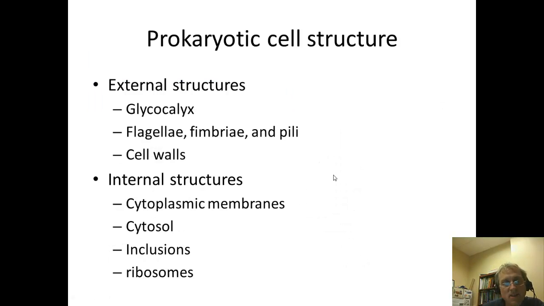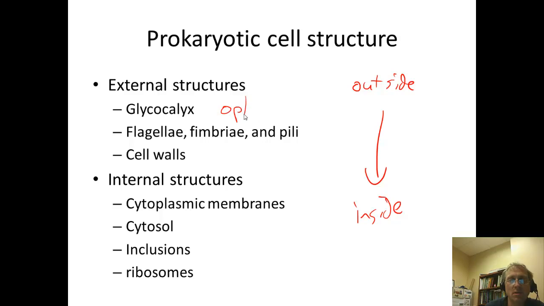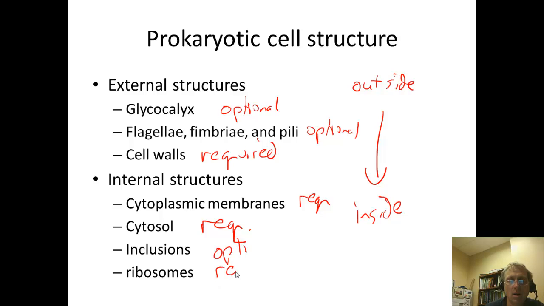All right, so that's a basic overview of the different kinds of prokaryotic cells. What we'll spend the next part on is talking about the different types of structures that we find in the prokaryotic cell, working our way from the outside of the cell to the inside of the cell. Some of these structures that we see up here are going to end up being optional, and some of these structures are going to end up being required. And we'll talk about each of these different structures in turn.